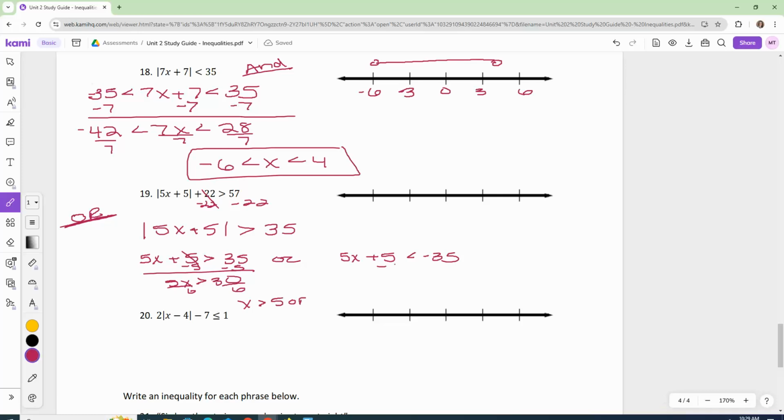Or, over here, 5x is less than -40. Divide by 5. x is less than -8. So ors are two separate directions.